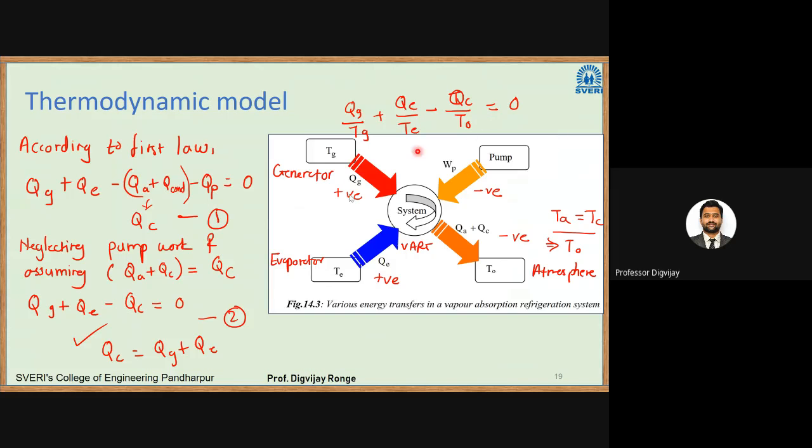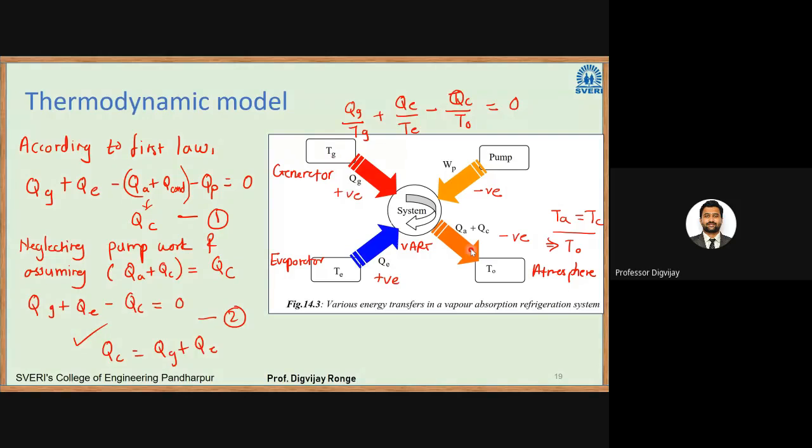So this is a simplified diagram here. We have a system, it is a VARS system. Then like I told you previously, heat interactions: we have QE, the heat extracted in the evaporator, and TE is the temperature of the evaporator. Next is QG. Here QG is the heat supplied in the generator, which is at the temperature TG.